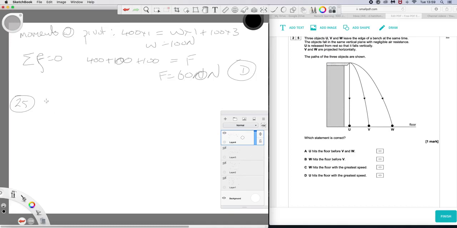But I don't like it. I prefer it if it was written in terms of velocity. 26.